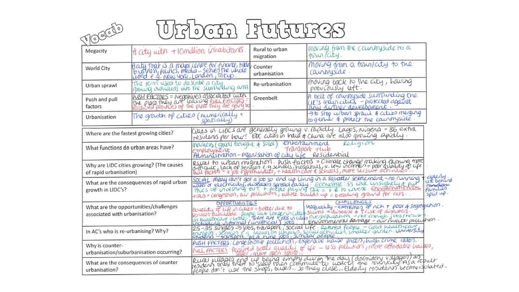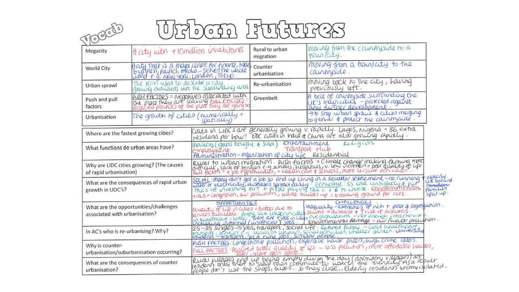And the final term at the top there is green belt. And the green belt is a belt of countryside that surrounds the UK's main cities to protect that land against any further development. And the aim of the green belt is to stop urban sprawl and stop cities merging together and protect the countryside. So where are the fastest growing cities in the world?